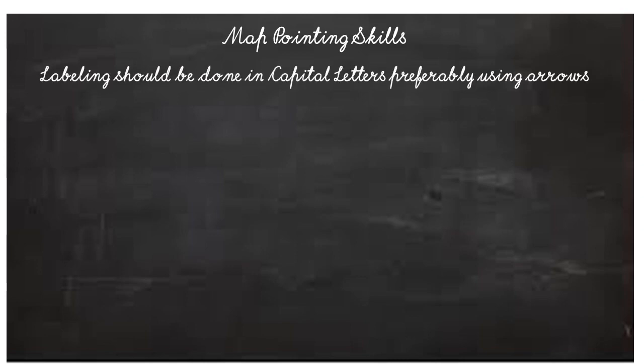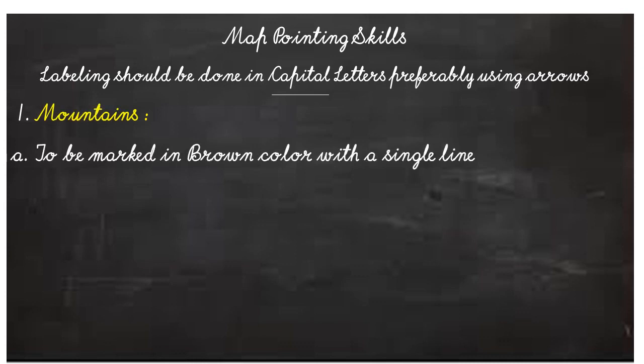Now let's learn map pointing skills. All labeling should be done in capital letters, preferably using arrows. Use of arrows is advisable to avoid overcrowding on the map. Remember children, the arrowhead must point towards the features asked. Now let's see how mountains are marked on the map. Following are the guidelines. Mountains are to be marked in brown color with a single line.